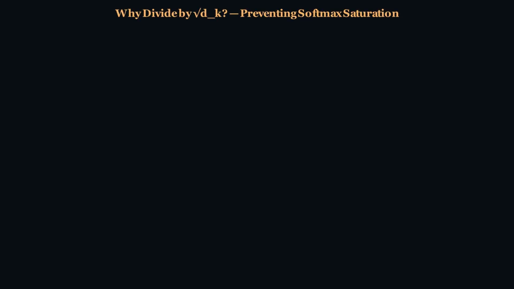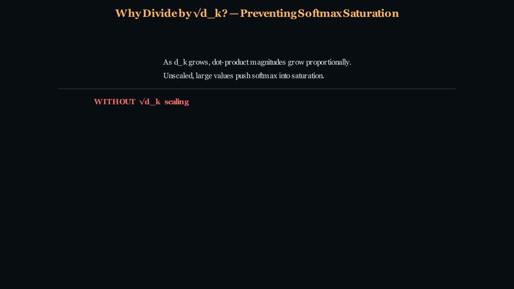The scaling factor looks like a minor detail, but it is critical for training stability. Without scaling, softmax receives huge inputs. The output collapses to a one-hot distribution. One token gets all the attention weight. Gradients through softmax become nearly 0. Halting training.